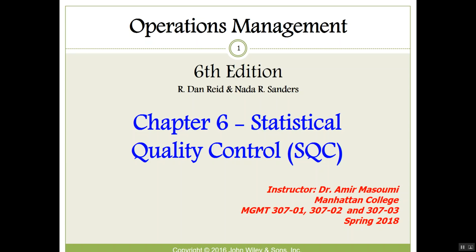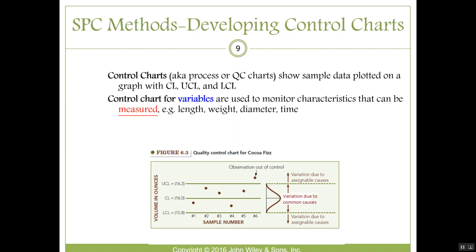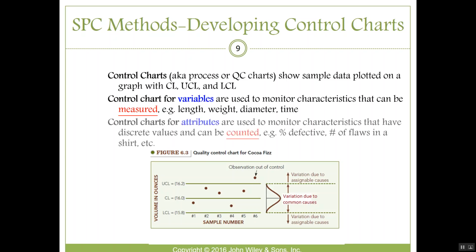So in this video, we'll talk about two categories of quantities that we are interested in quality management. The two categories are variables and attributes. What's the difference between variables and attributes? Variables are the quantities that we are interested in measuring, and we can only measure. So quantities such as the length, weight, diameter, and time.